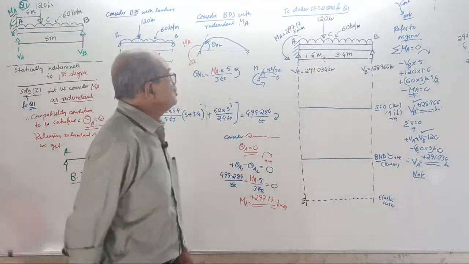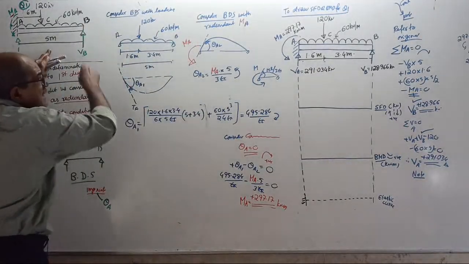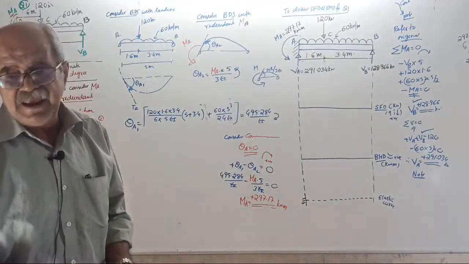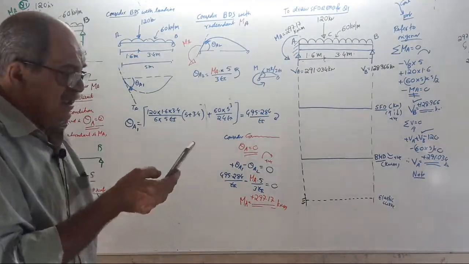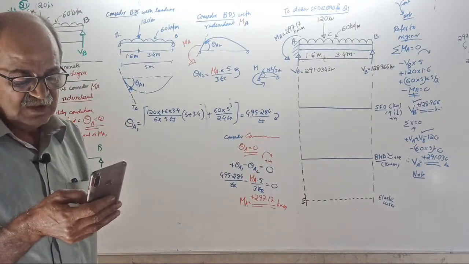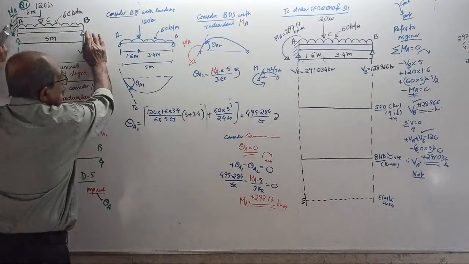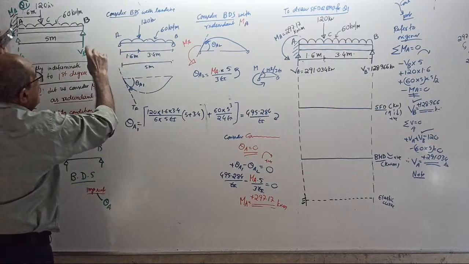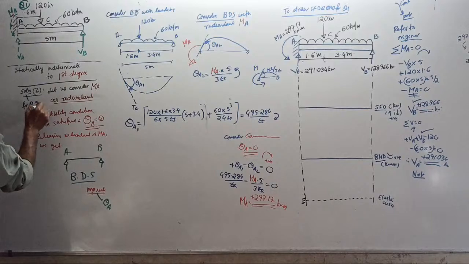Yesterday, we also solved the same question, the second question, when support B sinks by 20 mm. Yes or no? Now we will solve this question also, the same question, by changing the redundant to MA redundant. So, solution 2, for question 2.